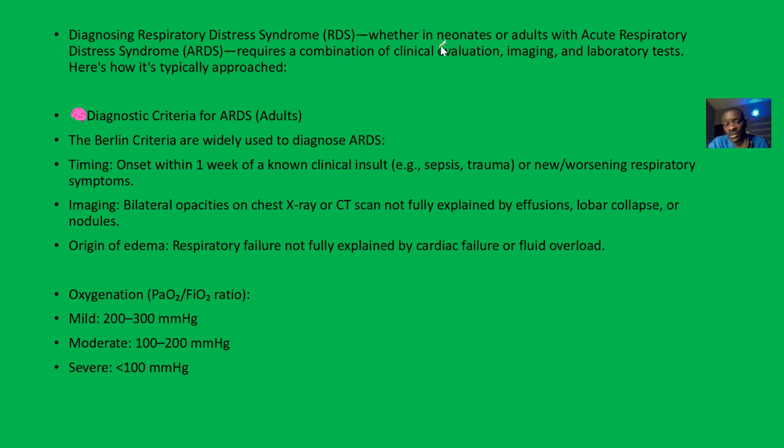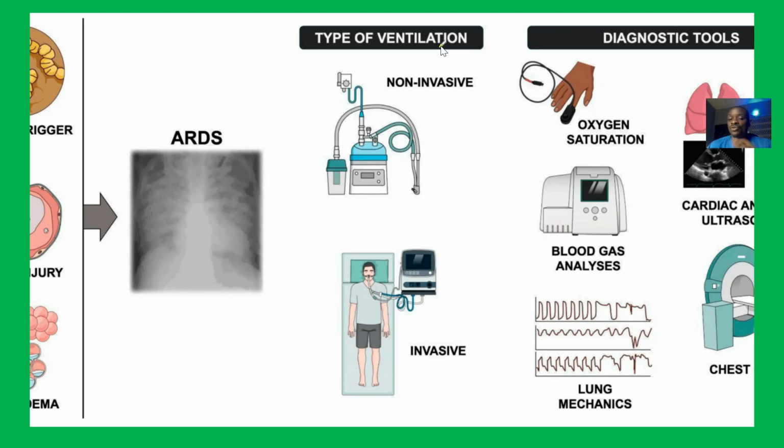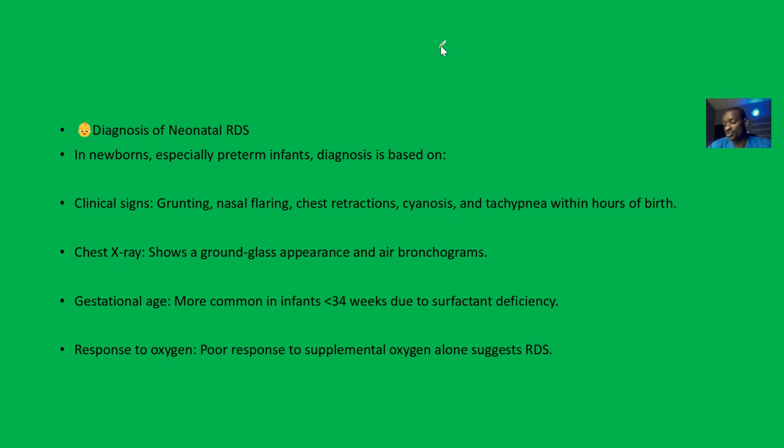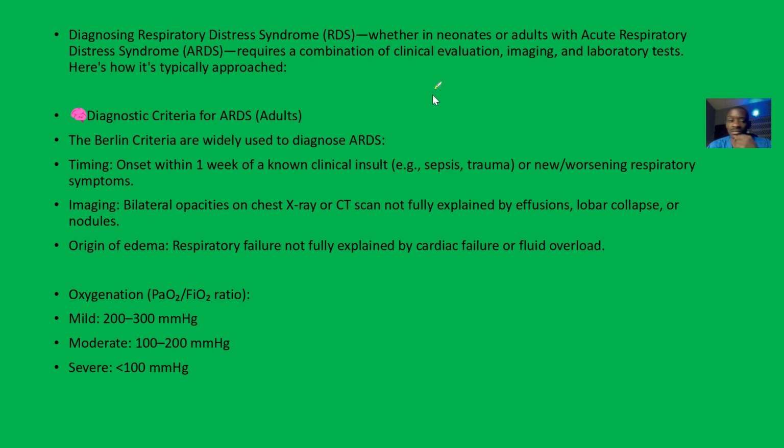So timing, onset within 1 week of known clinical insult. You are looking at all those signs and symptoms. They have to also do imaging. What you are seeing on imaging will also guide you to further confirm that the disease condition exists. Also, if you are seeing fluid accumulation, that is one of the ways that will help you confirm.